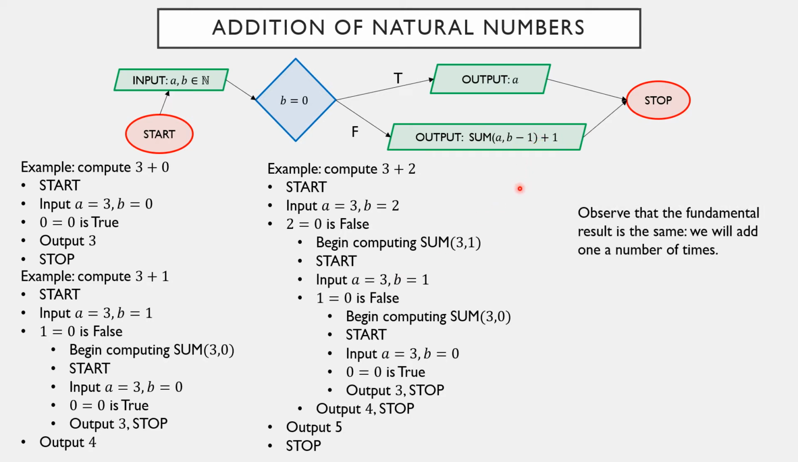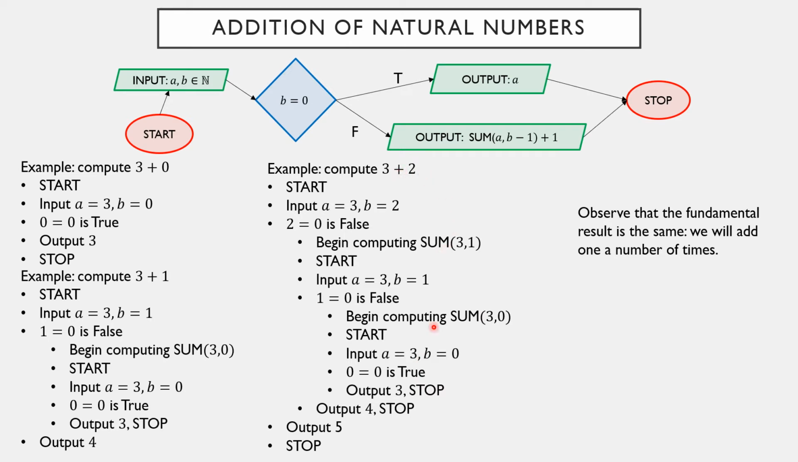The fundamental result is the same as the iterative version. In the iterative version, we would have, to do 3 plus 2, done 3 plus 0, plus 1, plus 2, counting them up one at a time. That's basically what we did here, but kind of in reverse. Instead of doing 3 plus 2, we say, well, can I do 3 plus 1? No. Can I do 3 plus 0? Yes, that's easy. So get a 3 and add 1 to it, get a 4 and add 1 to it, get 5.